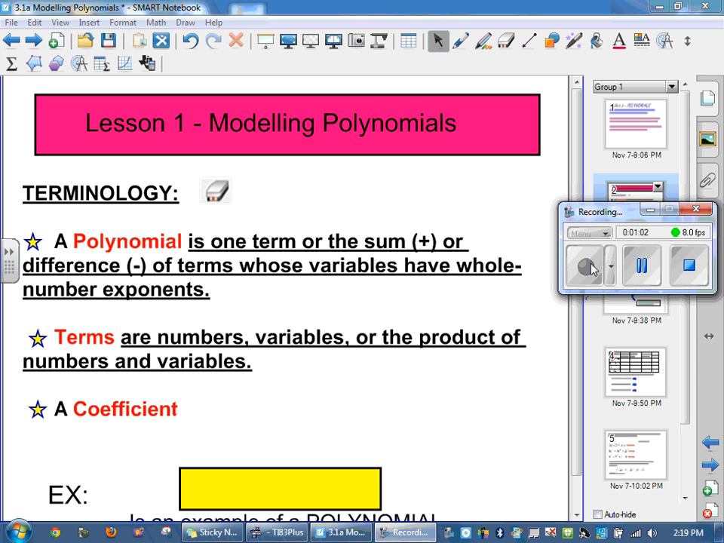Our next definition is terms. What are they? They are the numbers, variables, or the product of numbers and variables. Now, product means that they're multiplied or sitting side by side, because side by side means multiply. So if I've got a 4x, that's actually 4 times x. That would be a term.